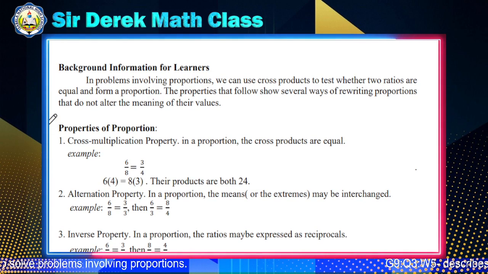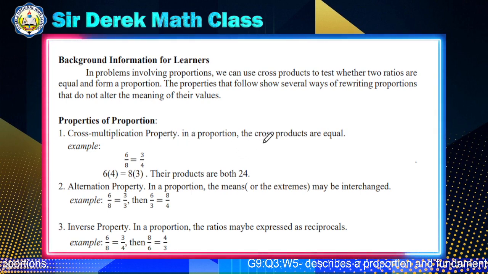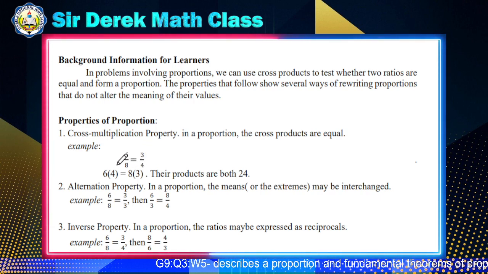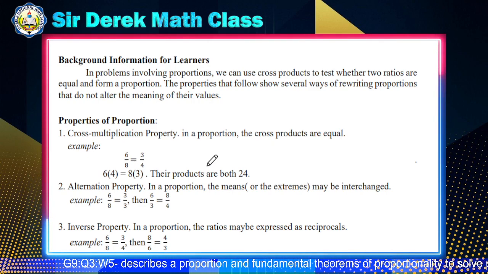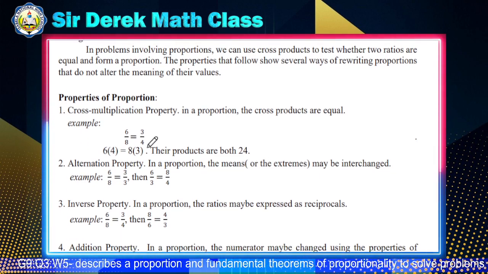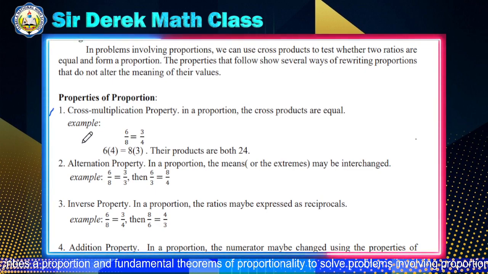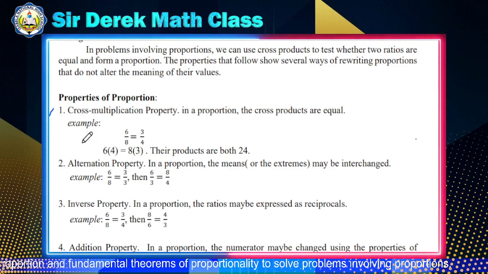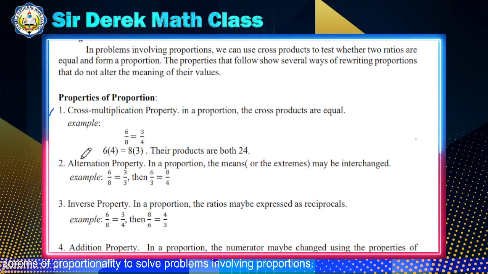So properties of proportion number 1. Okay, so cross multiplication property. In a proportion, the cross products are equal. So just like this, 6 times 4 is equal to 8 times 3. So their products are both 24. So the first property is very familiar tayo kasi yan yung ginawa natin previously in the first competencies that we discussed.